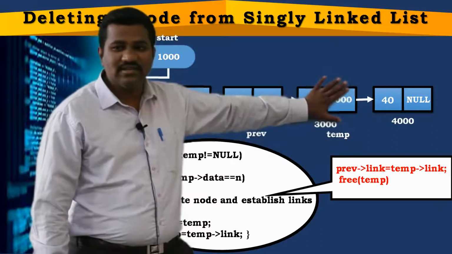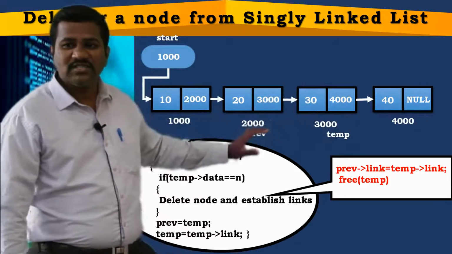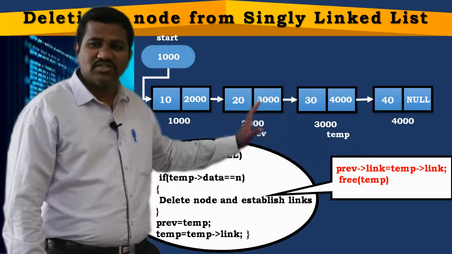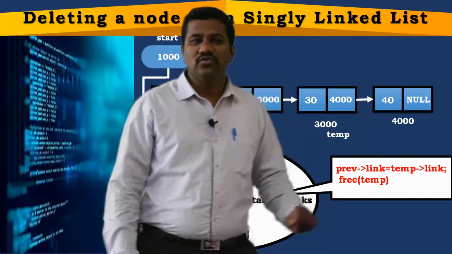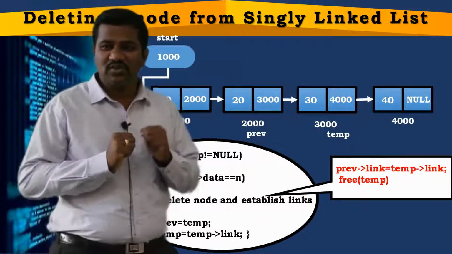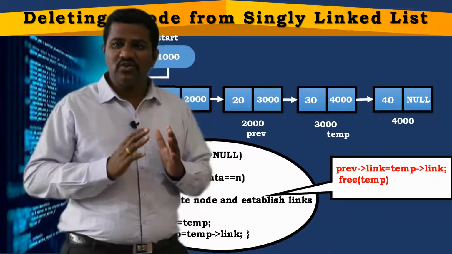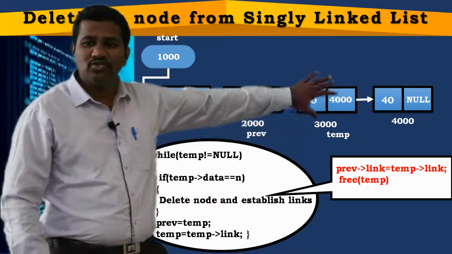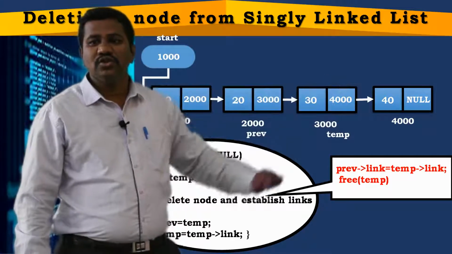I would like to delete this 30 node. If I want to delete this 30 node, I need to establish the connection between this 2000 node and the 4000 node. After establishing the connection between the 2000 and 4000 nodes, only then am I in a position to remove this 30 node.